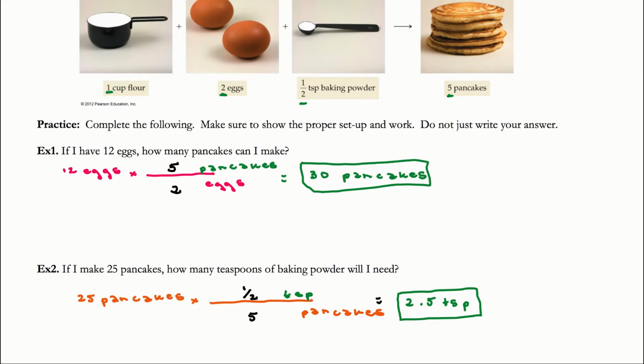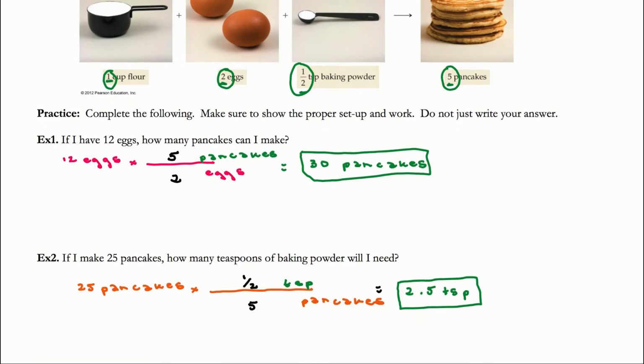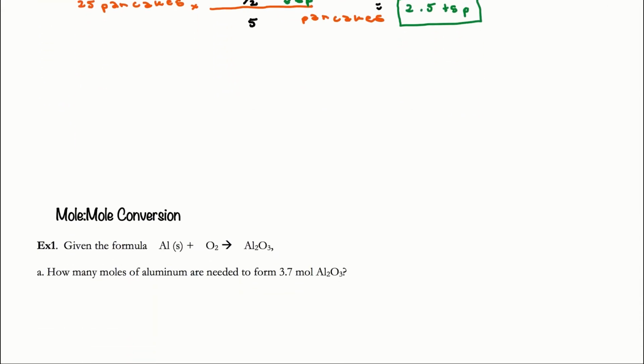Or I could even say, hey, if I want to make enough pancakes to use up 2 cups of flour, how many eggs would I need? And you could also use that conversion by simply using these lovely coefficients. Now, the important thing here is that the coefficients enable us to convert between different ingredients or different products. So that should impress on you the importance of making sure your reaction is balanced.